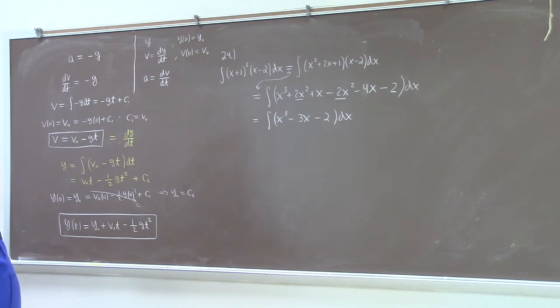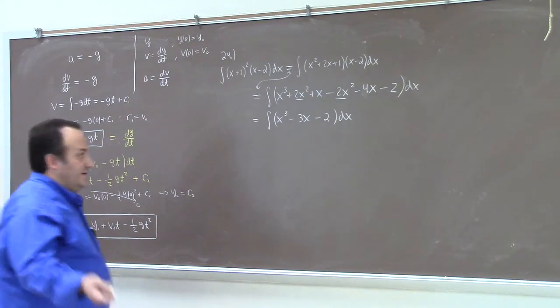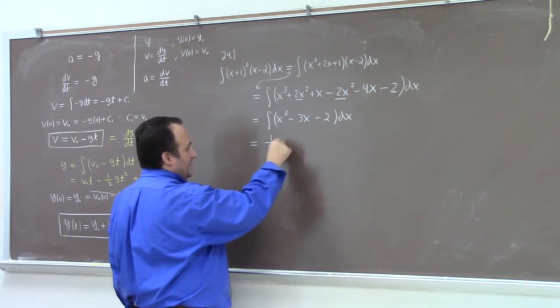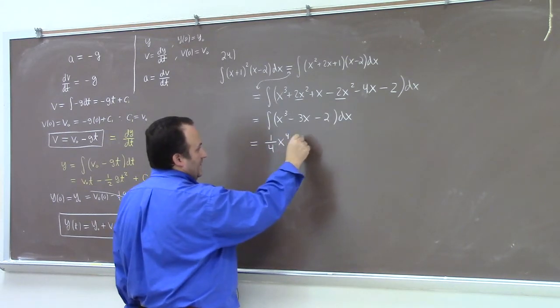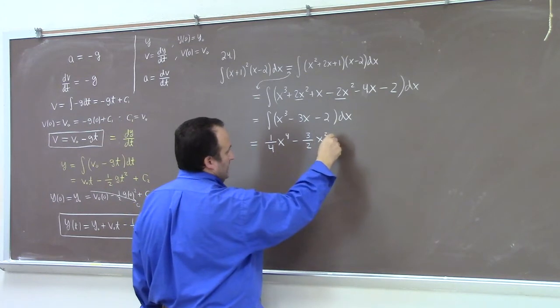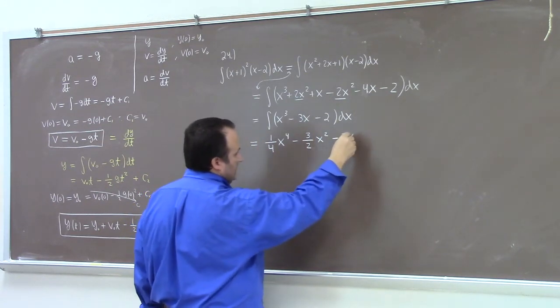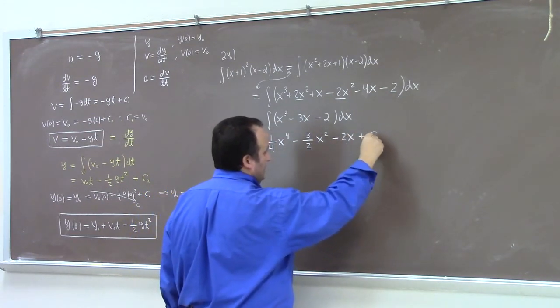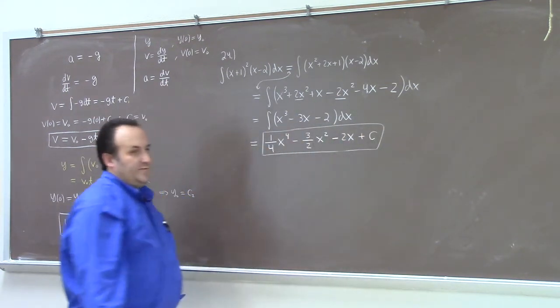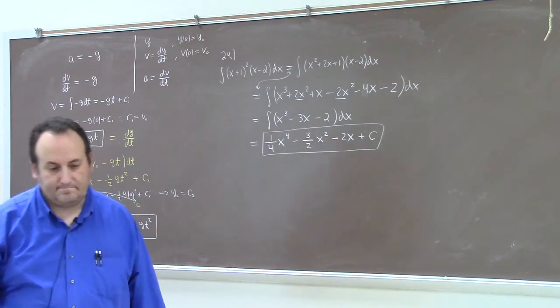That's funny. I had not expected that. Neat. Anyway, so now integrate. 1/4, right? x to the power 4 minus 3 over 2 x squared minus 2x plus a constant. So again, power rule, power rule, power rule for integration.